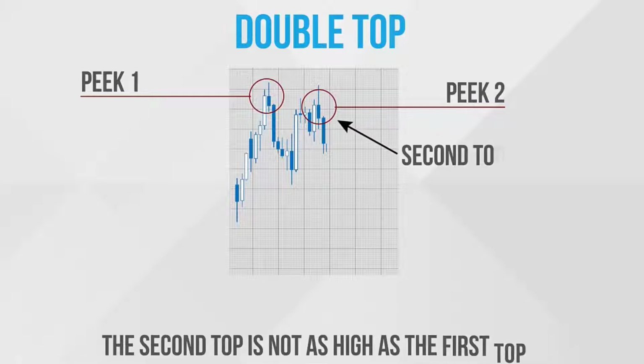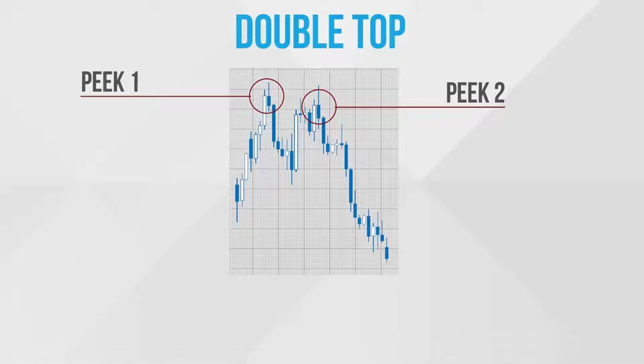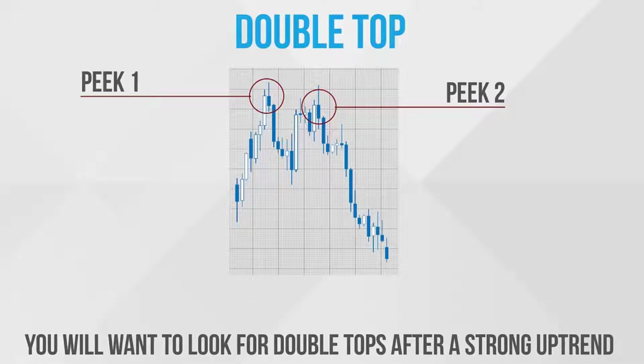The second top is not as high as the first top. A double top is a strong indication that a reversal is about to happen because the buying pressure is almost over. You will want to look for double tops after a strong uptrend.